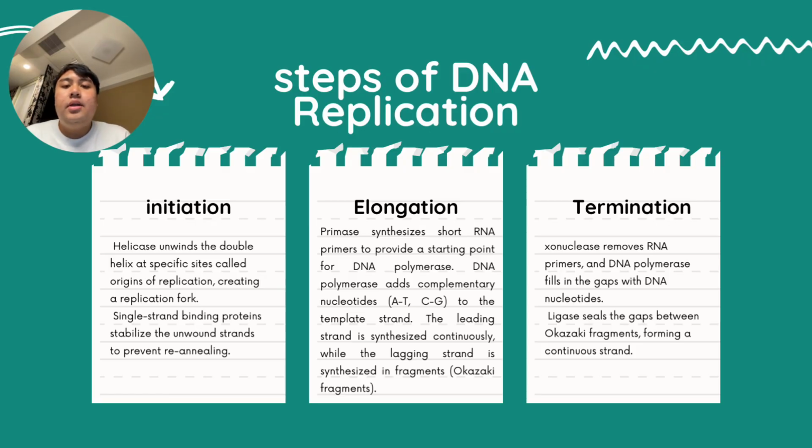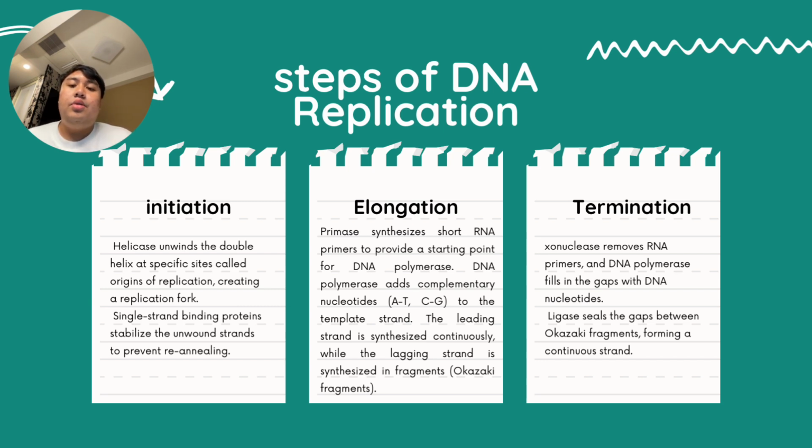The steps of DNA replication are, first, the initiation, where helicase unwinds the double helix at specific sites called origins of replication, creating a replication fork. Single strand binding proteins stabilize the unwound strands to prevent re-annealing.